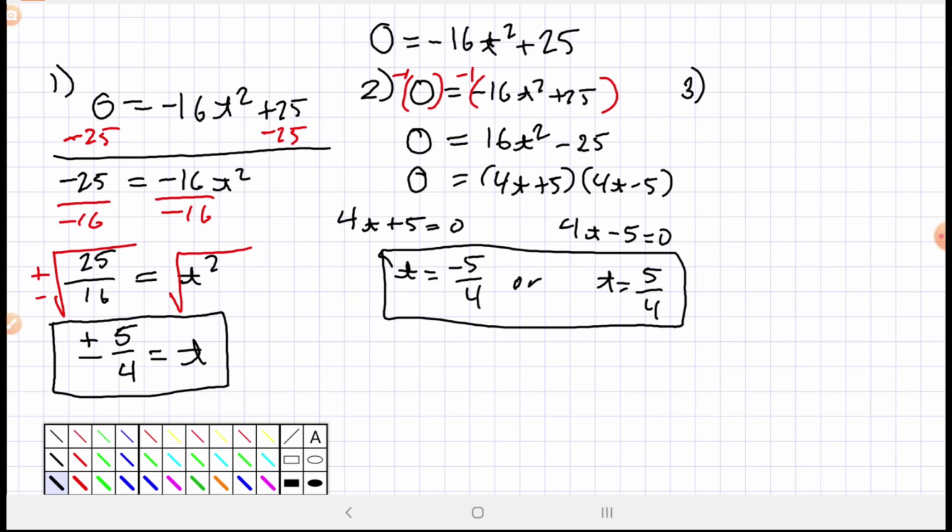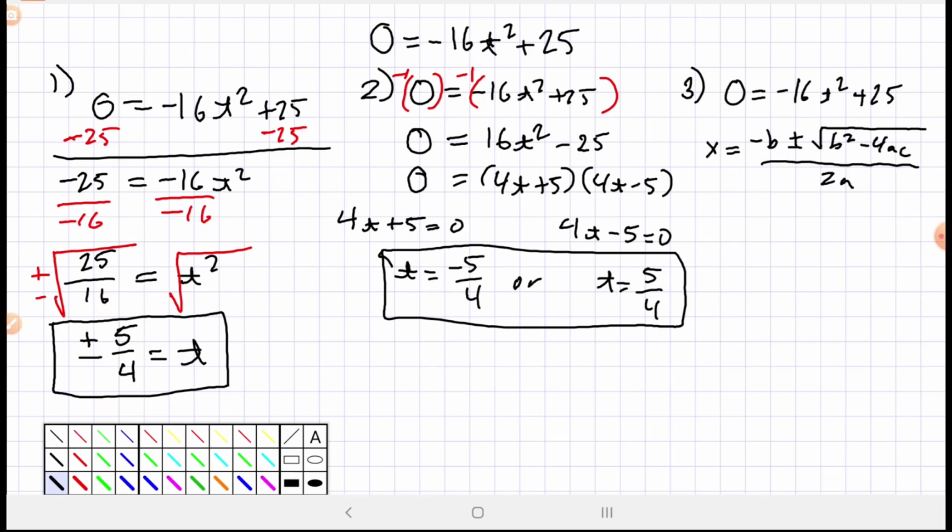And number 3, let's say we wanted to take the same problem, 0 equals negative 16t squared plus 25. So let's say that was your problem. You can also use the quadratic formula. Now this one's going to be a little bit longer, but again, this method always works. So x equals negative b plus or minus the square root of b squared minus 4ac, all divided by 2a. Let's see if we can find out. Well, this is a.